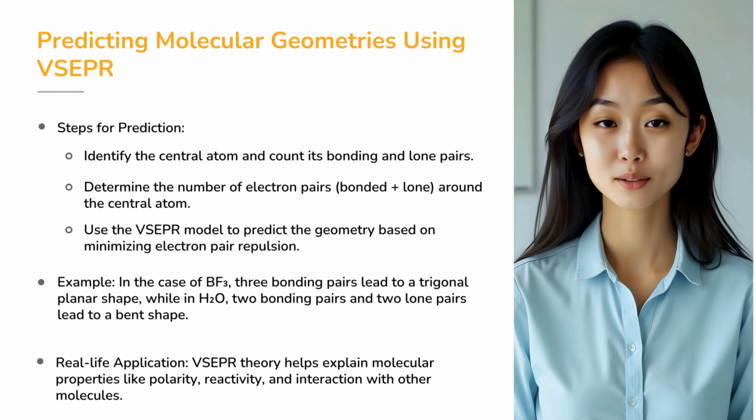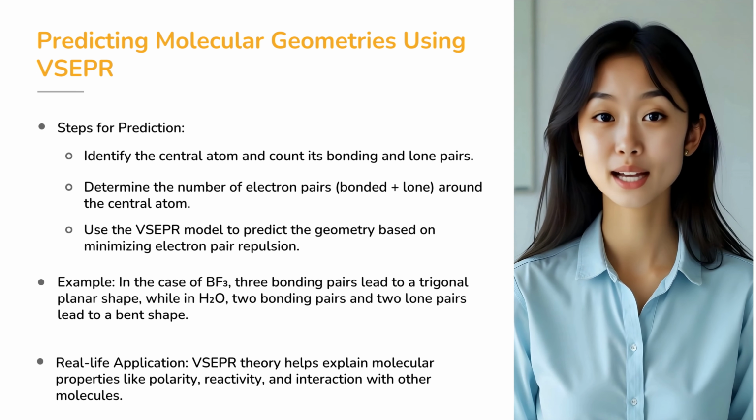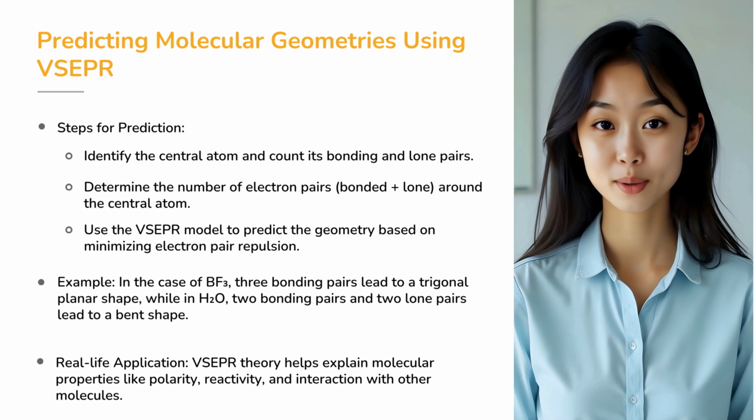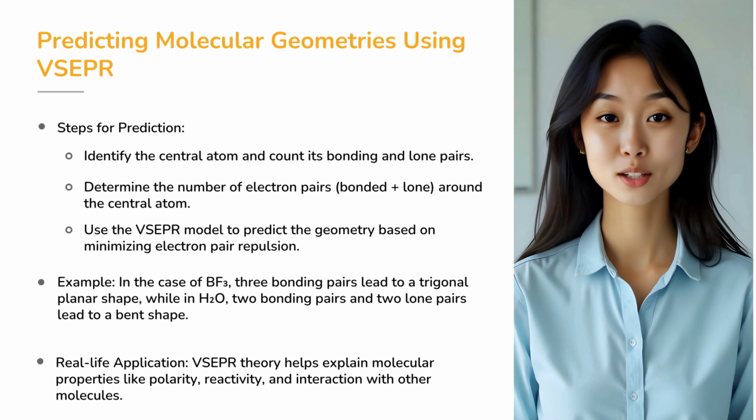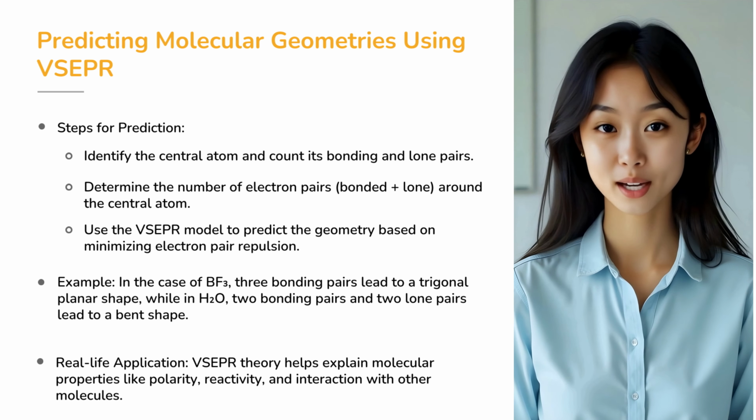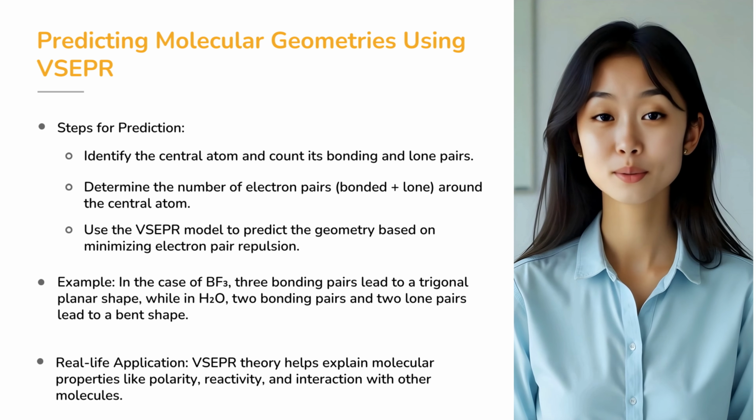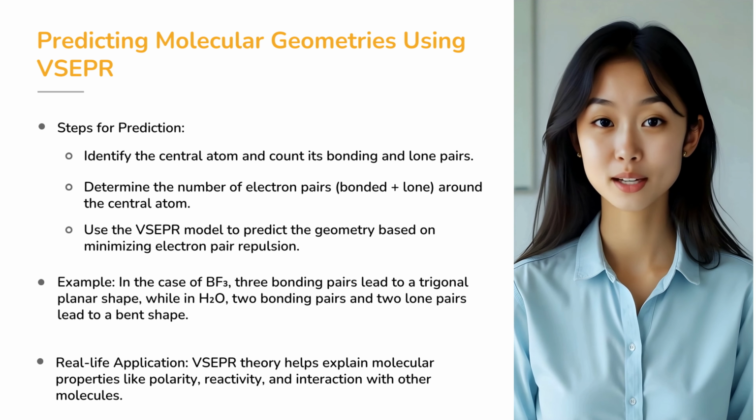Here's the process. First, identify the central atom and count its bonding and lone pairs. Then, determine the total number of electron pairs around the central atom. This will tell you the geometry.